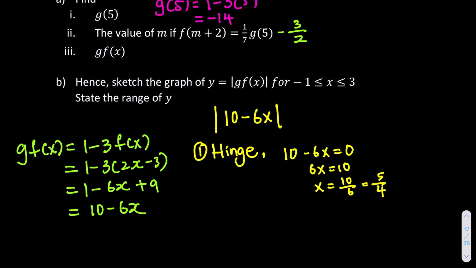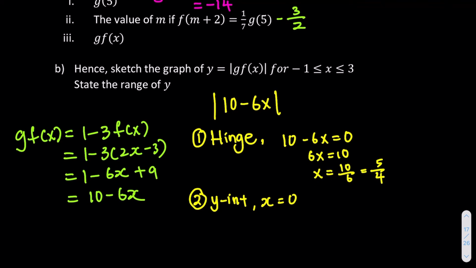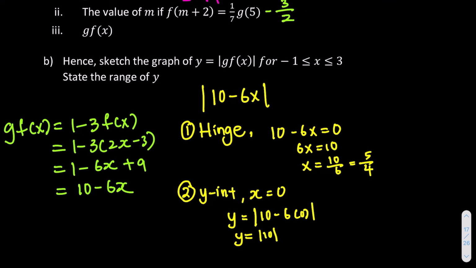Once we found the hinge, the second thing we want to find is the y-intercept. So where do they form the y-intercept? The y-intercept is very easy. The counterpart, which is x, will become 0. So when it becomes 0, we have y equals 10 minus 6 times 0. So y is 10. So we know our y-intercept is going to be (0, 10).